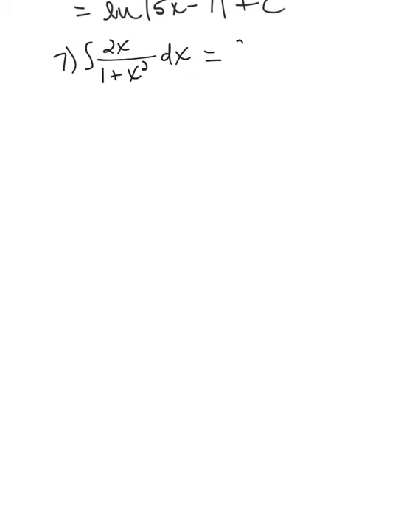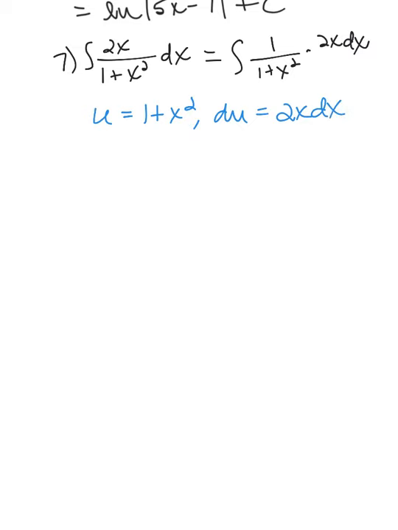Recognize that this could be rewritten as the integral of 1 over 1 plus x squared times 2x dx. This is how we know that it's a natural log problem, when you could rewrite it as 1 over a quantity. So we are going to let u equal that quantity to the first, the 1 plus x squared. This would make du be 2x dx.